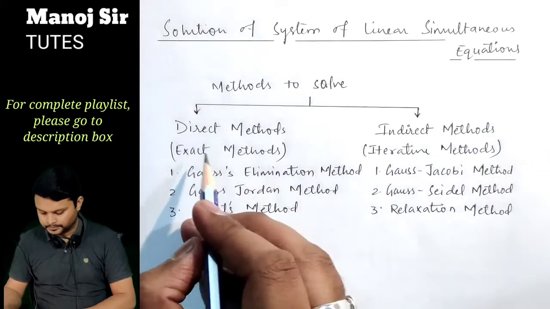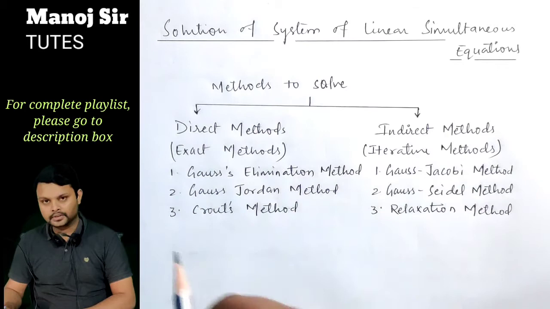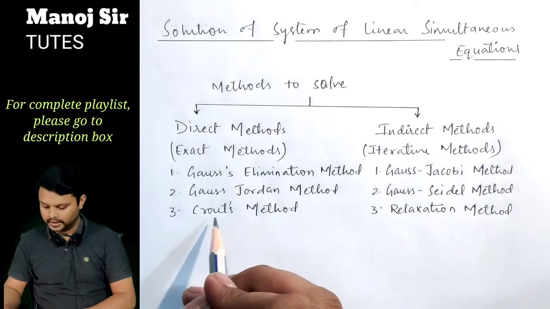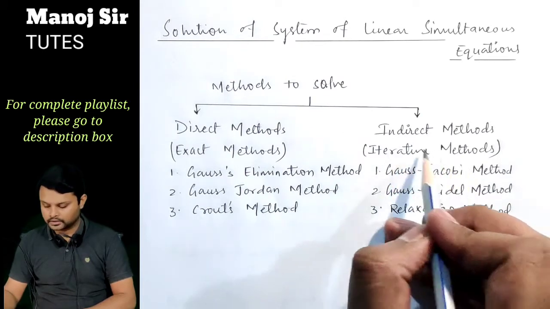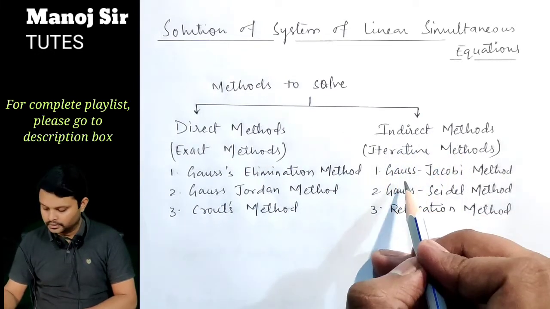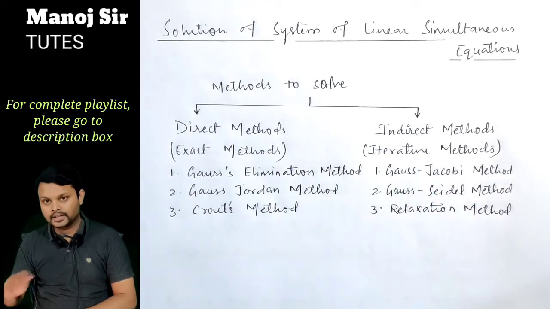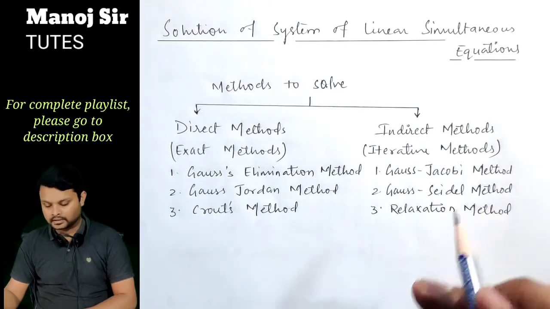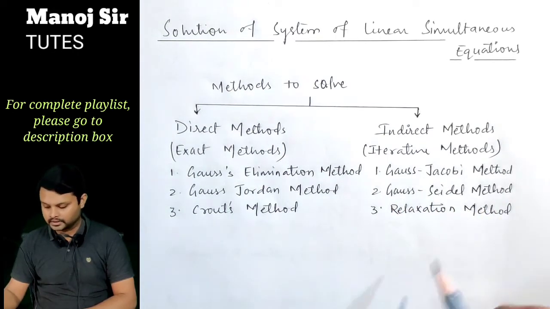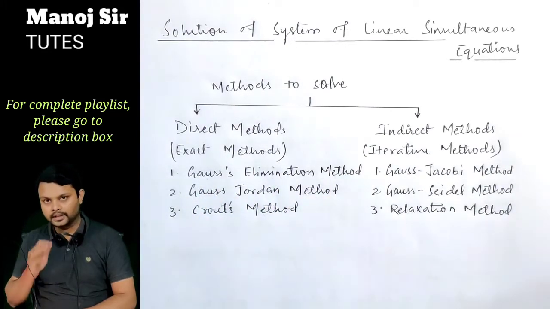In direct methods, what we need to study is the Gauss elimination method, the Gauss-Jordan method, and the third is Crout's method. But in the case of iterative or indirect methods, you are going to study Gauss Jacobi's method or Jacobi's iterative method. Both are the same. The second is the Gauss Seidel method, and the third is the relaxation method. In this particular video, we are going to discuss the Gauss elimination method in detail with working rule and problem. So let us start.